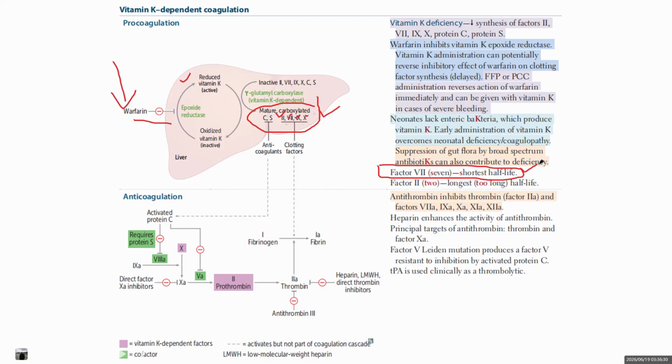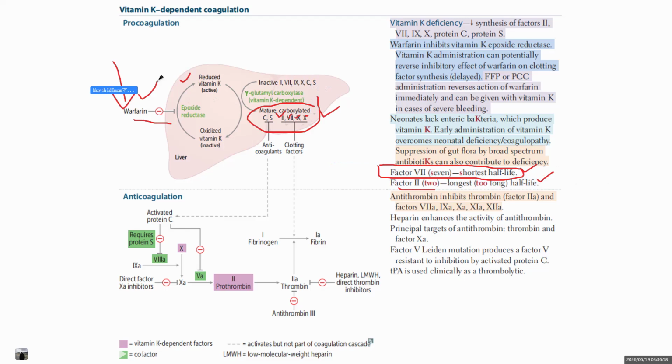And which is going to stay inside for a longer time? That is going to be factor 2, because it has the long half-life, right? So do remember about factor 7, as we discussed in our last lecture, that factor 7 belongs to the extrinsic pathway, right? And so the extrinsic pathway is going to be affected first, whenever someone is on warfarin therapy.